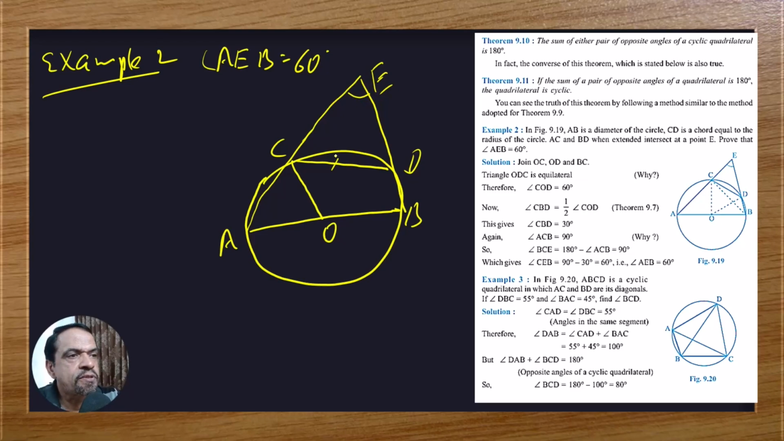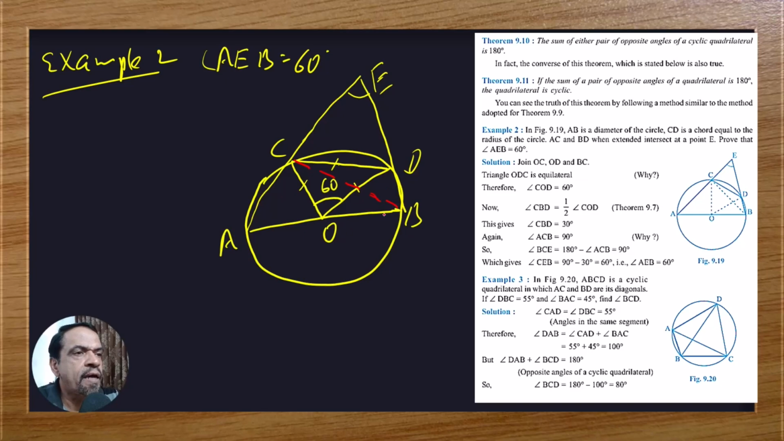We will join OD, the radius, and these two are equal. So this is an equilateral triangle because the radius is equal to the chord. This is the radius equal to the chord, 60 degrees. So this angle is 60 degrees. We will join C to B also. I use this separate color so that you are not confused. See, I join C to B.